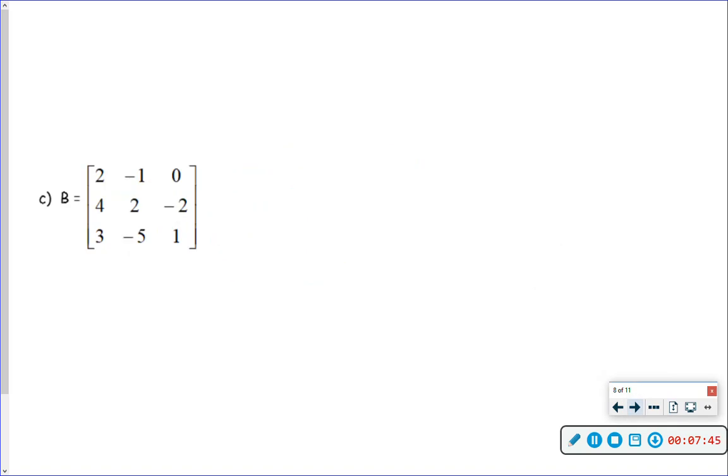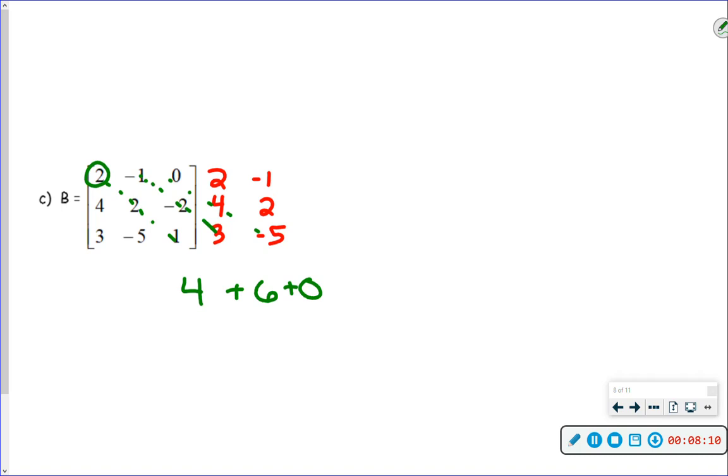So again, same thing. Recopy those first 2 columns, 2, 4, 3. Negative 1, 2, negative 5. Always start top left. Multiply your way down. So I'm starting here at 2. 2 times 2 times 1. Negative 1 times negative 2. 2, 2 times 3, 6. Got it? 0 times I don't care. Total up. Grand total of 10 there.